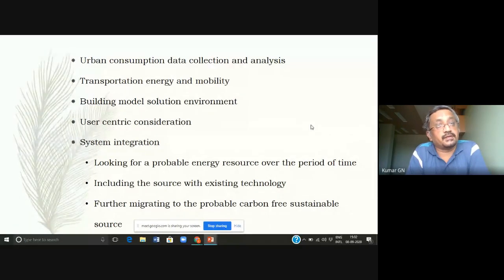Instead of taking a personal vehicle, we can go for public transportation. Maybe instead of bus, we can even go for metro rail. When we introduce metro, definitely the energy consumption will reduce. Whatever energy consumption is happening, we have to collect the data and analyze how to improve the efficiency of the system. The transportation energy and mobility, I already told you.